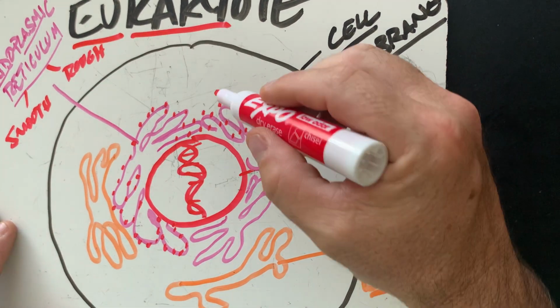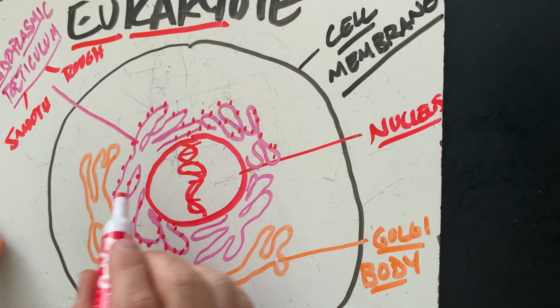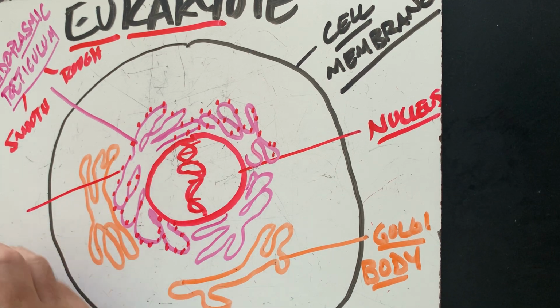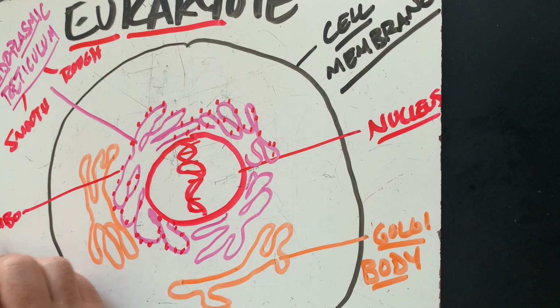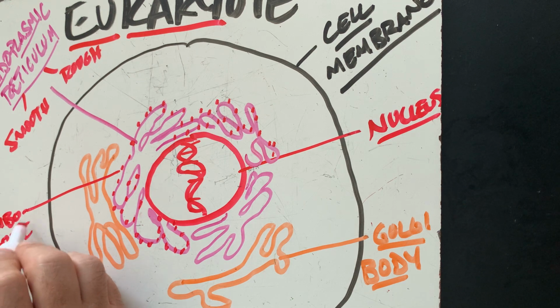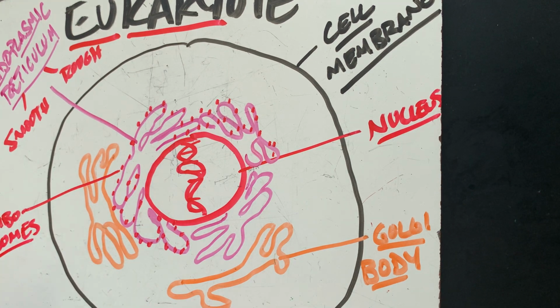Awesome. These little dots here are called ribosomes. So I'll bring that over here. So these are called ribosomes. Somes, by the way, means body. We've got so far ribosomes.